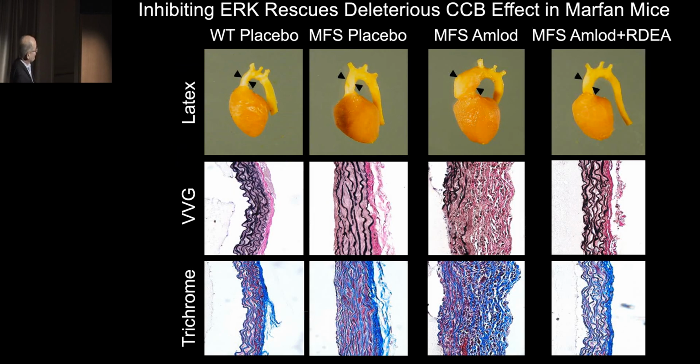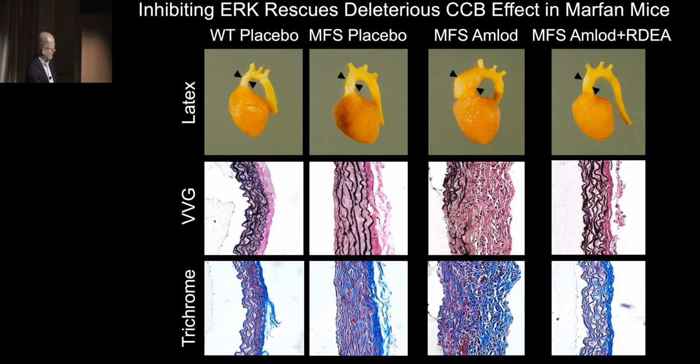Here I'm showing you the very dramatic protective effect of the ERK inhibitor. What's notable is we not only fail to see aneurysms, but that the aortic wall architecture is dramatically preserved. And in the presence of ERK inhibitor, it doesn't simply revert back to the state of Marfan syndrome without calcium channel blocker, but actually looks considerably like wild-type animals. So it really is suggesting to us that ERK is the dominant driver of disease.